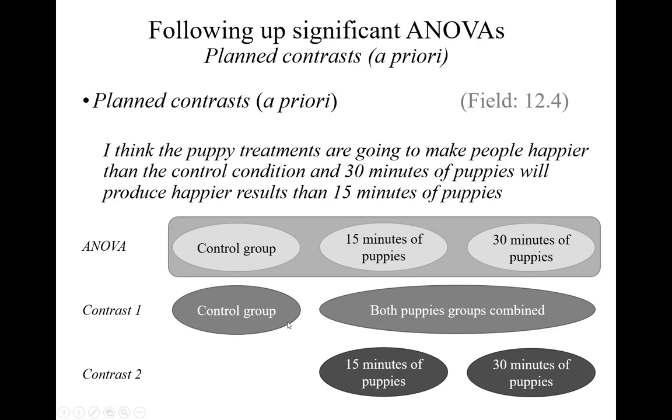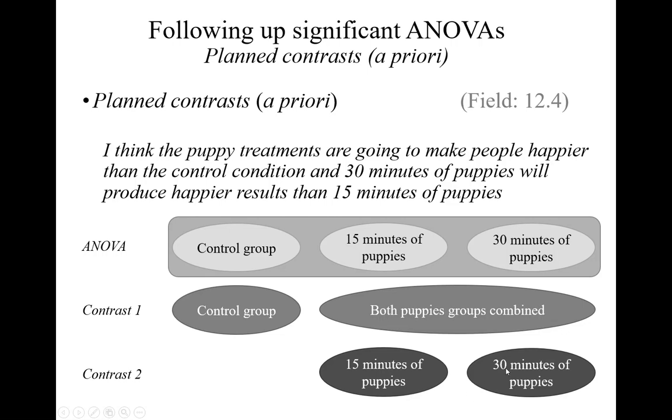So contrast 1 looks at the control group versus both puppy groups combined. That's what we mean by chunks of the conditions: the control group versus the 2 puppy groups combined. For our second contrast, we're going to ignore the control group altogether because that's already been singled out and compared. If we do any more analyses with it, we'll have to adjust for family-wise error. But because we leave it out of the second contrast, we instead split the puppy bit in two and compare the 15 minutes with 30 minutes.